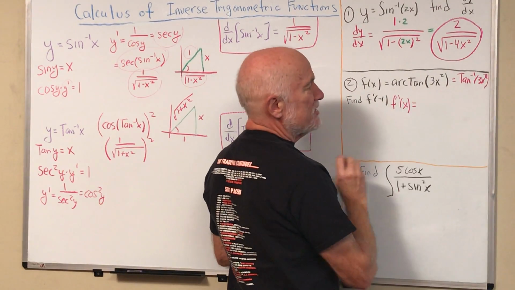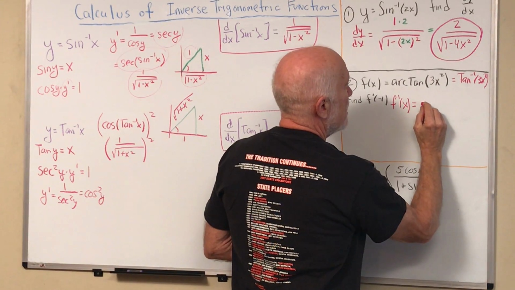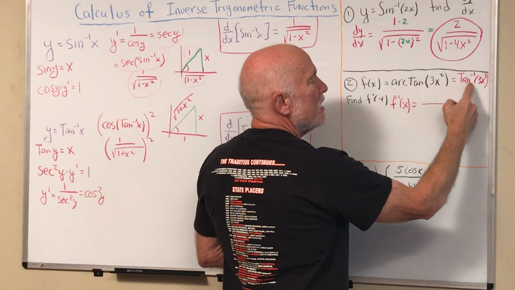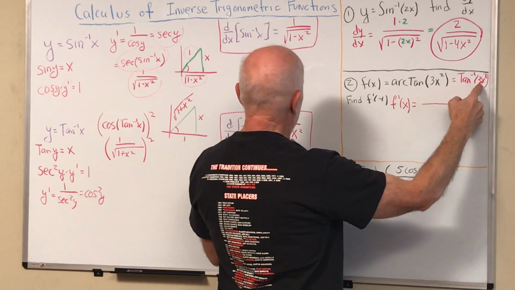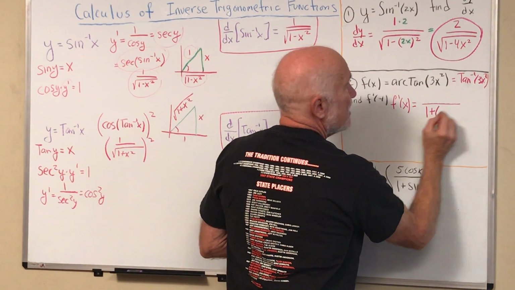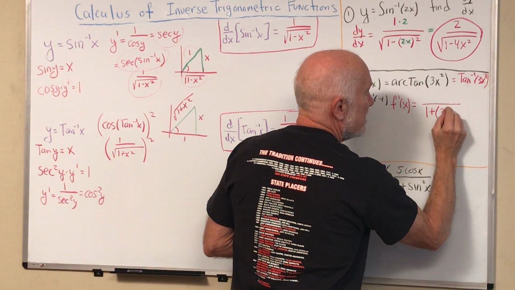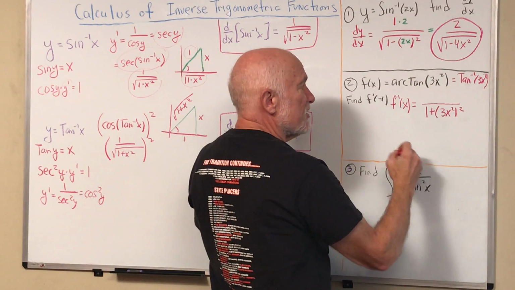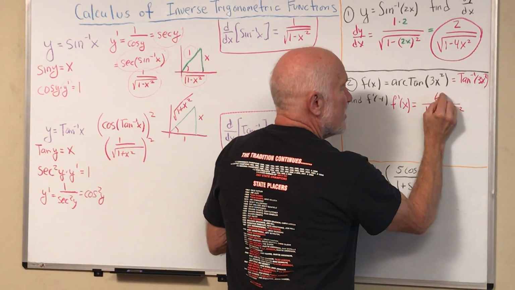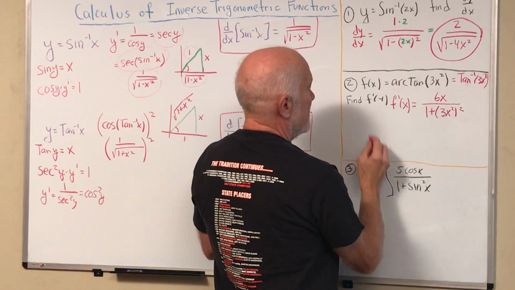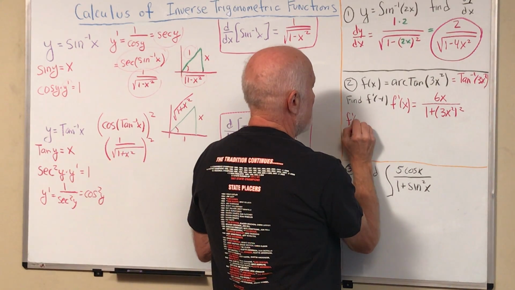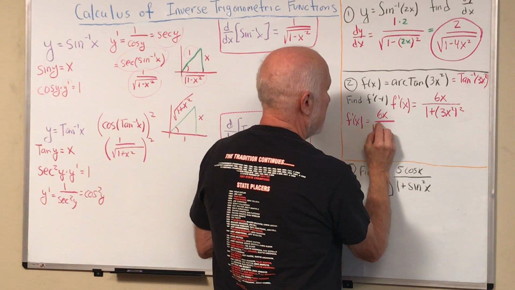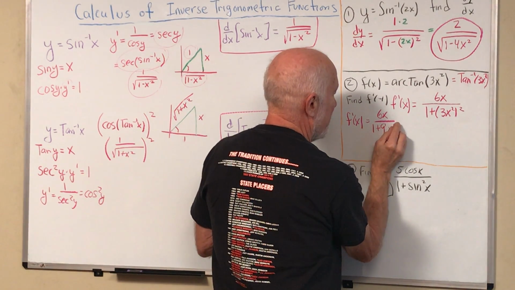So to take the derivative f prime of x, I've got to use this formula, and again I have to use the chain rule. So I go 1 over 1 plus this function squared, but then times the derivative of that function, which is 6x. So I get f prime of x is 6x over 1 plus 9x to the 4th.